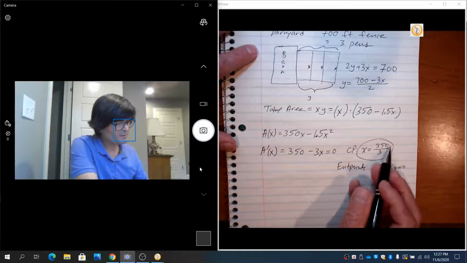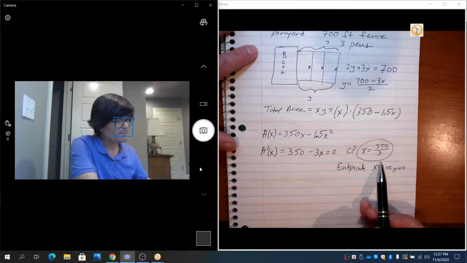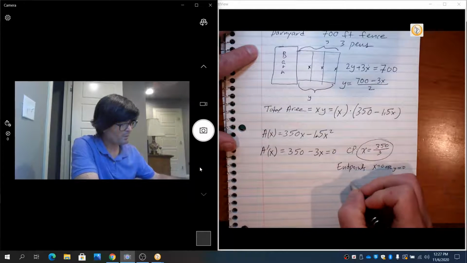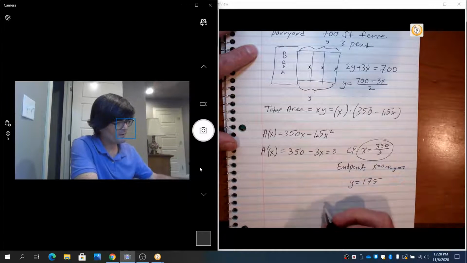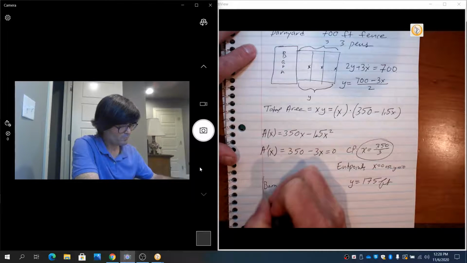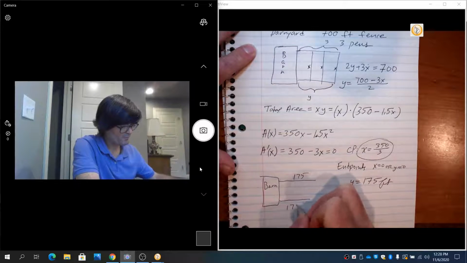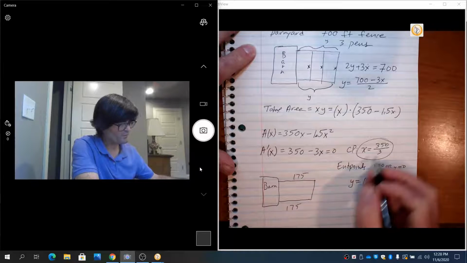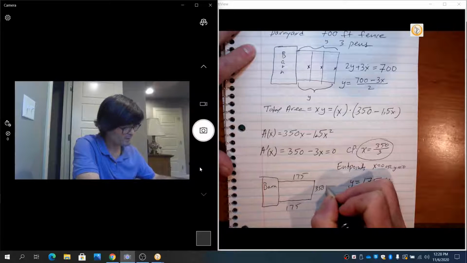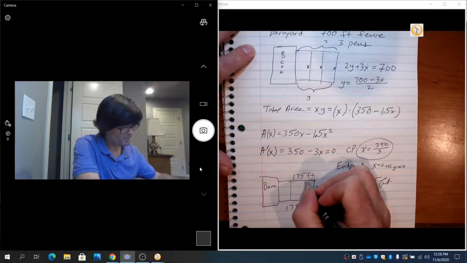So if x is 350 over 3, that means that 3 of those are going to use up 350 feet. We would have then an additional 350 feet to divide between two y's. So y would be 175 feet, and your barn would be right here. You'd have 175, 175, and then you'd have 350 over 3. That's almost 117 feet, but not quite. So that's what your barnyard is going to look like.